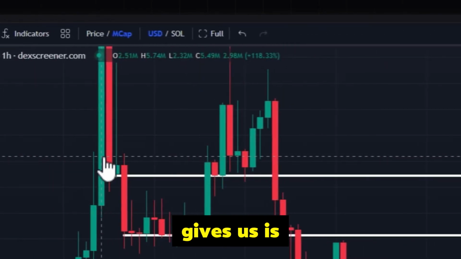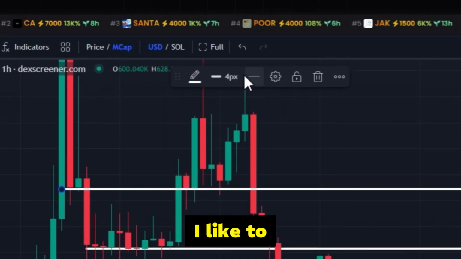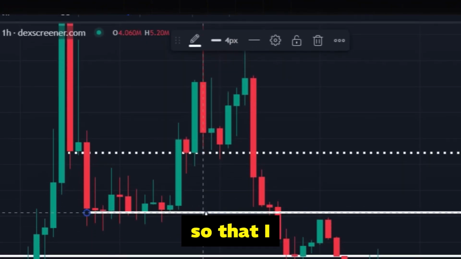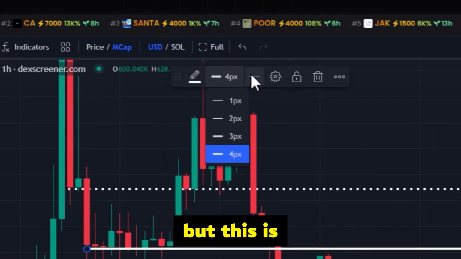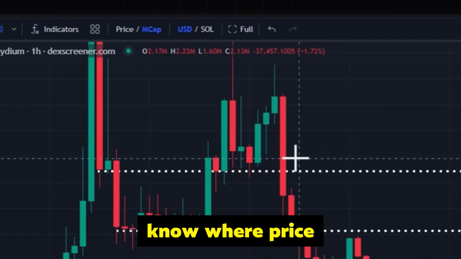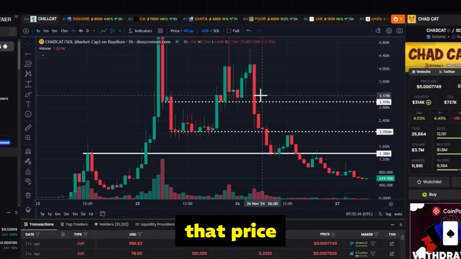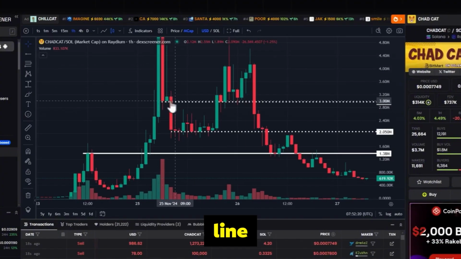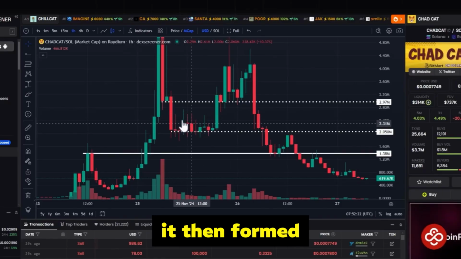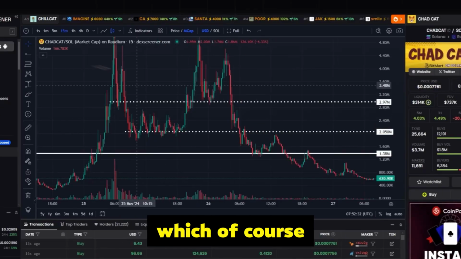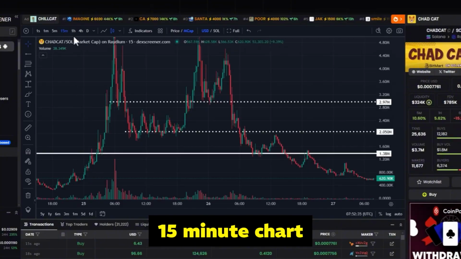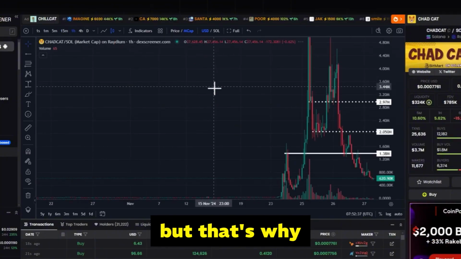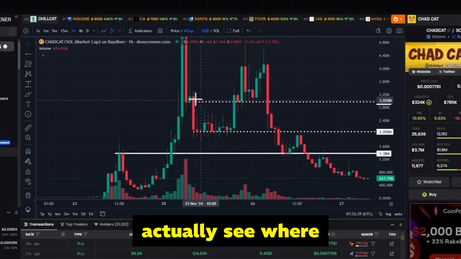Now what this gives us is our support lines. I like to make these lines a little dashed, so that I can see through them a little bit. But this is going to help us because this now allows us to know where price action needs to get supported. And if not, we sell underneath that price. So you can see right here when price action went up, first it came back down to this line. Of course it came down. You can see it then formed this area right here, which, as you can see, when I switch to the 15-minute chart, looks super different. But that's why we're on the hourly chart, so we can actually see where these bars close.